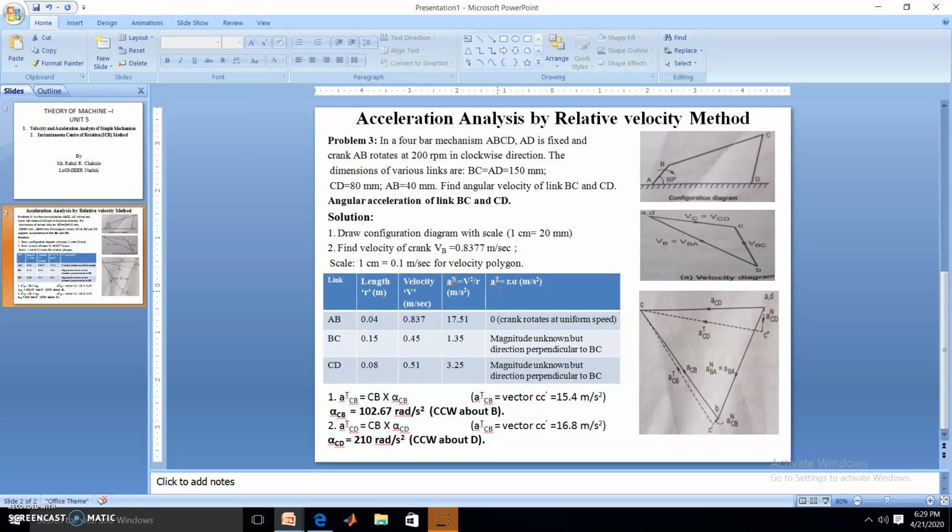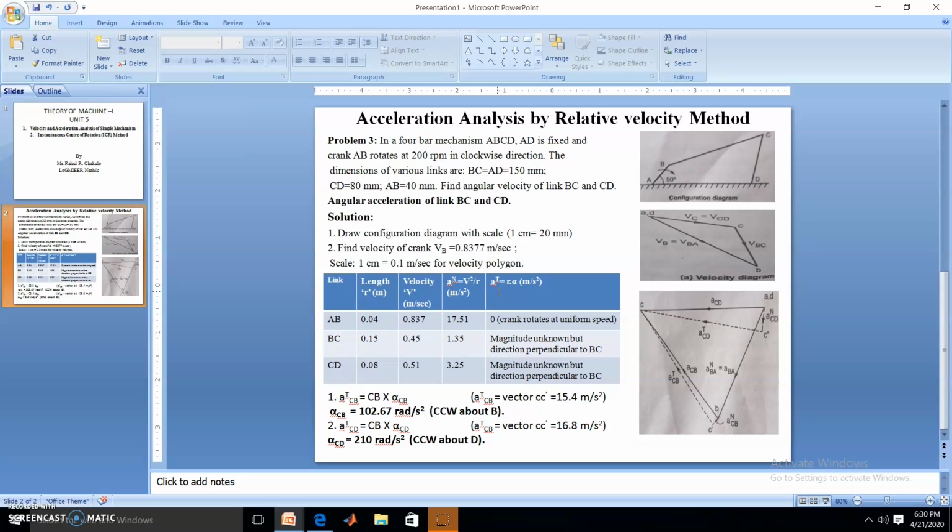And the second component is the tangential component. This tangential component is perpendicular to the normal component. So these are the two components, and for each link, normal plus tangential is the final component. The magnitude of the normal component is determined by the formula velocity square divided by length, that is r, and the tangential component of the link is determined by the formula r into alpha.